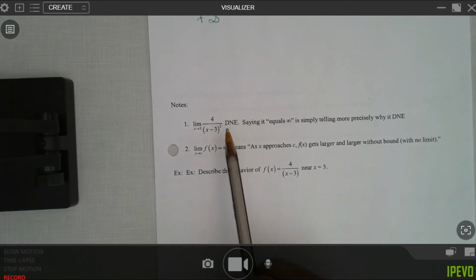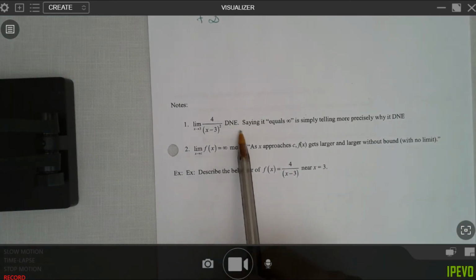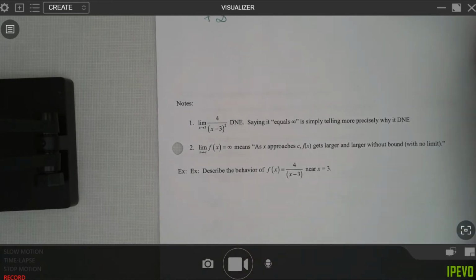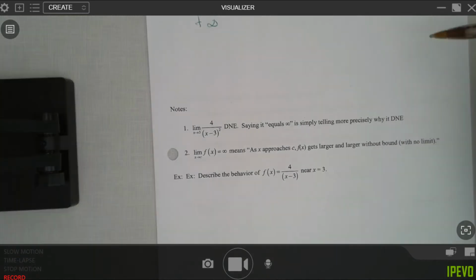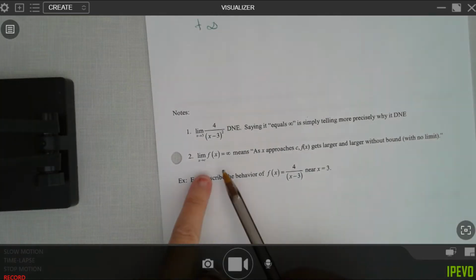So you could say that it does not exist because it's getting really large, but saying it equals infinity actually tells us much more precisely why it does not exist. So we would say the limit equals infinity.